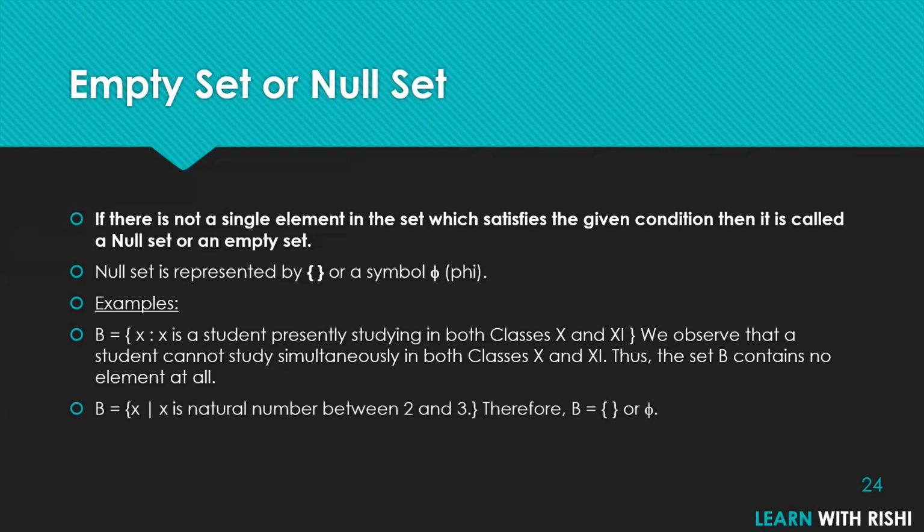One more example. The set of all x such that x is a natural number between 2 and 3. Now we know that between 2 and 3 there is no natural number. Natural numbers are counting numbers. After 1 comes 2, after 2 there is 3, after 3 there is 4. Between 2 and 3 there are no numbers. So again this set B is nothing but a null set or empty set.